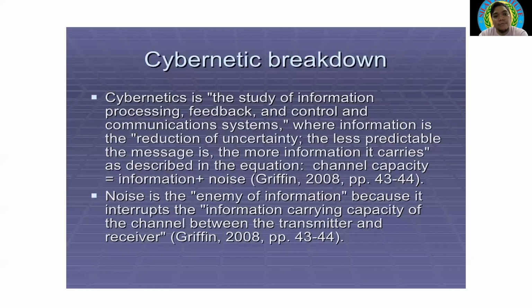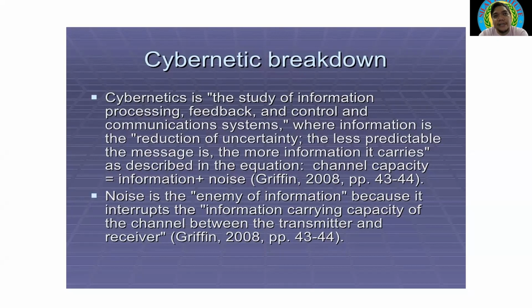So in a nutshell, when we say cybernetics, it is a study of information and processing, feedback, and control of communication systems. It is safe to say that cybernetics is the study of communication. We learned last semester in our purposive communication and business communication class that we have this so-called communication cycle, and for the communication cycle to be effective, we have feedback, channel, and noise that are very important.